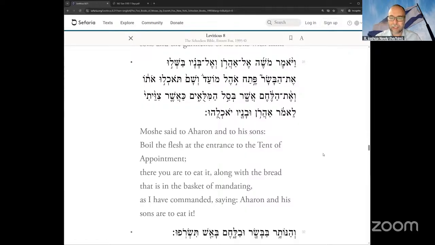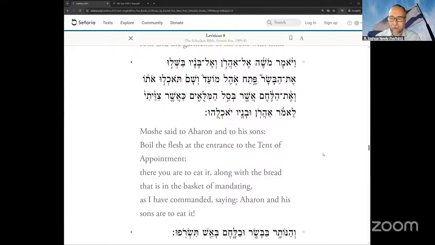Moshe said to Aaron and his sons, boil the flesh, meaning from the sacrifices, at the entrance to the tent of the appointment. There you are to eat it, along with the bread that is in the basket of mandating, as I have commanded, saying, Aaron and his sons are to eat it. Okay, a few things we just got to clear up here. So Aaron and his sons, who are about to become the official Kohanim, the official priests, they are to eat from that sacrifice, and they are doing so at that quadrant that has been designated as the Ohel Moed, the tent of meeting or the tent of appointment.